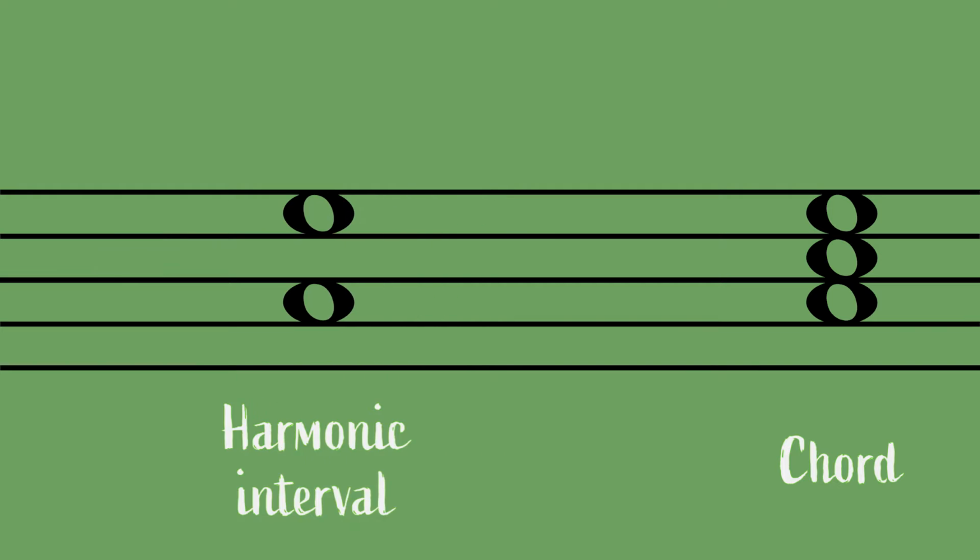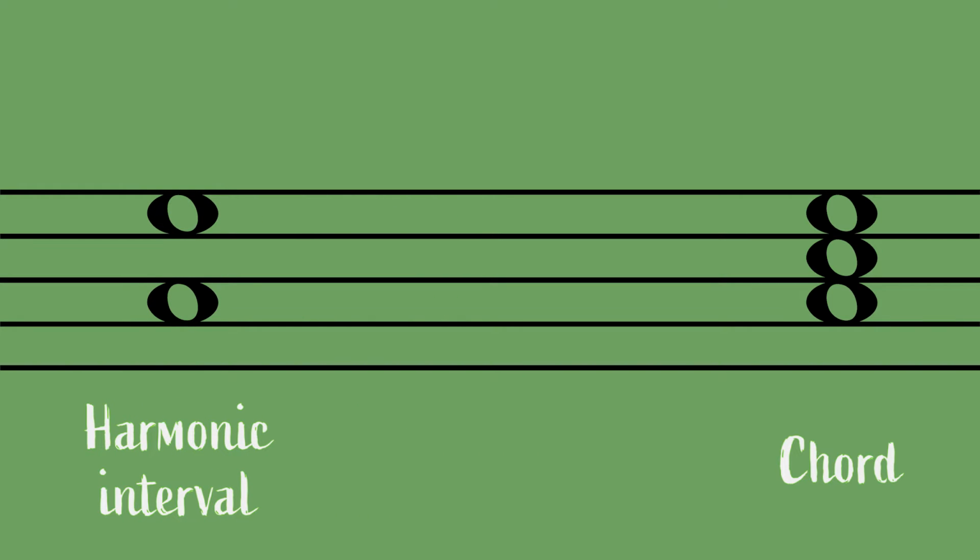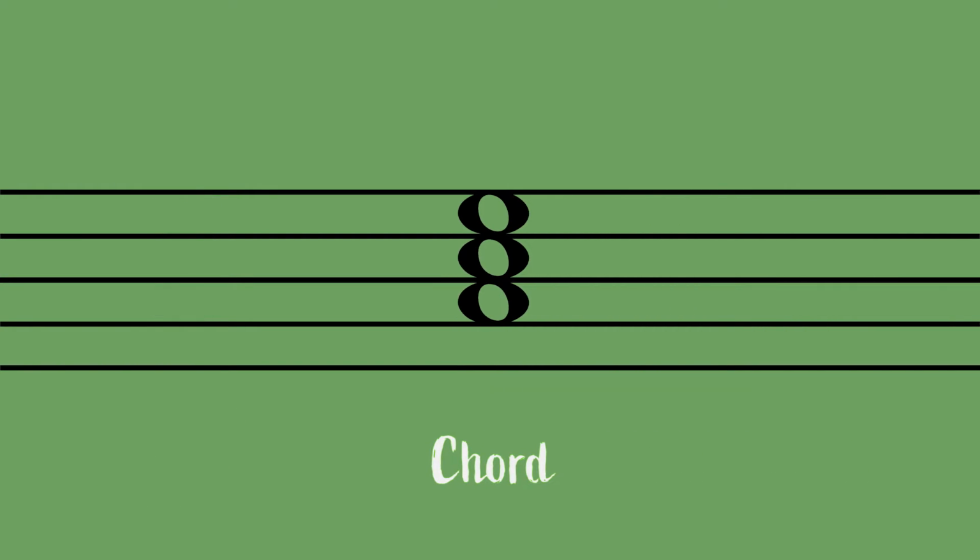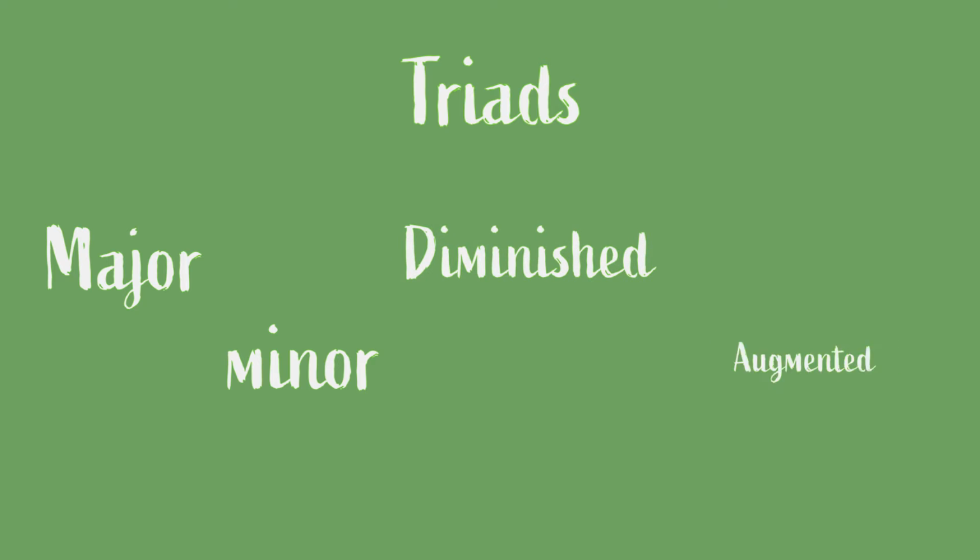The line between a harmonic interval and a chord is a bit blurry. Some people will consider a harmonic interval to be a two-note chord. But here, for the sake of clarity, we will consider that a chord is at least 3 notes played together. Here, we're gonna focus on 3-note chords. These very types of chords are called triads. There are several types of triads. They can be major, minor, diminished, or augmented.